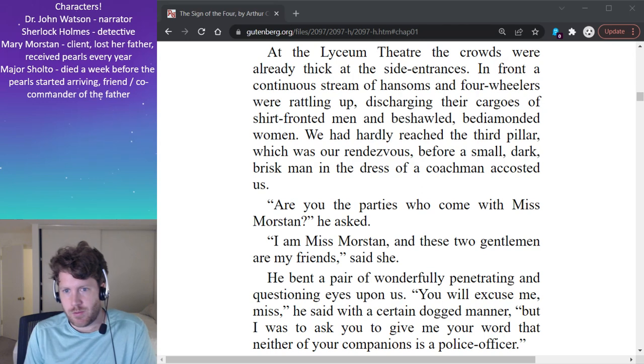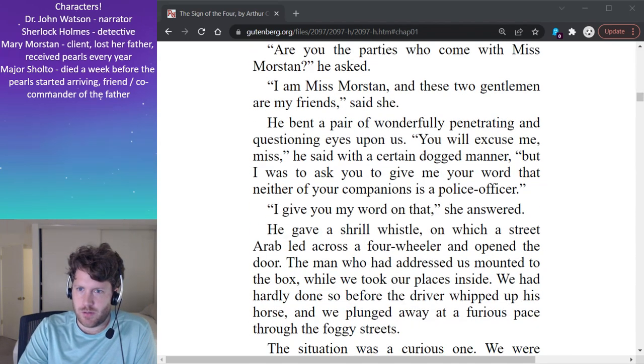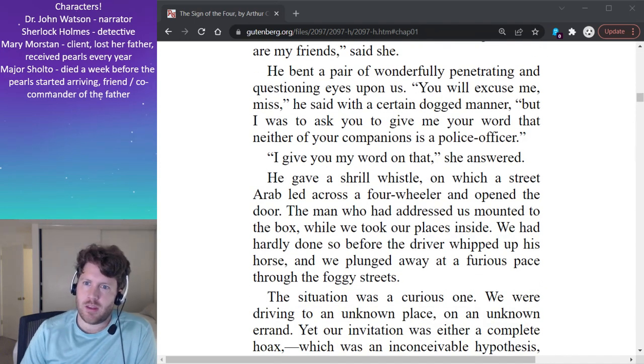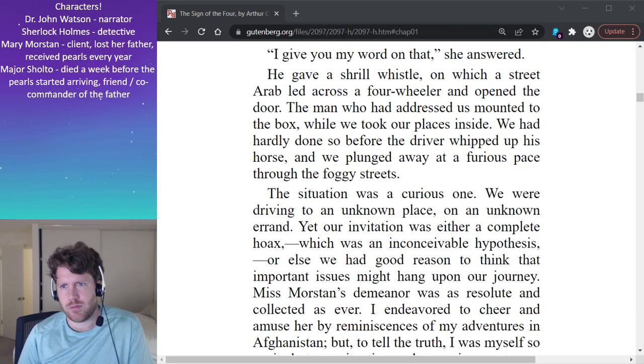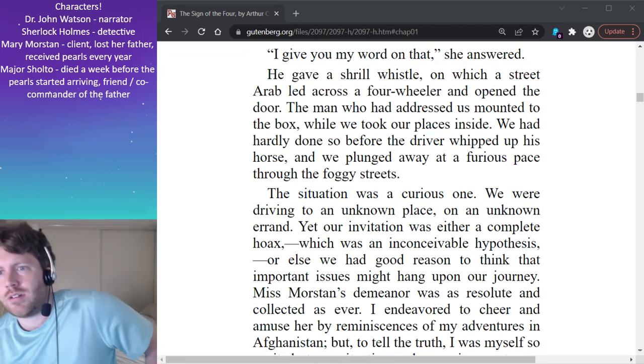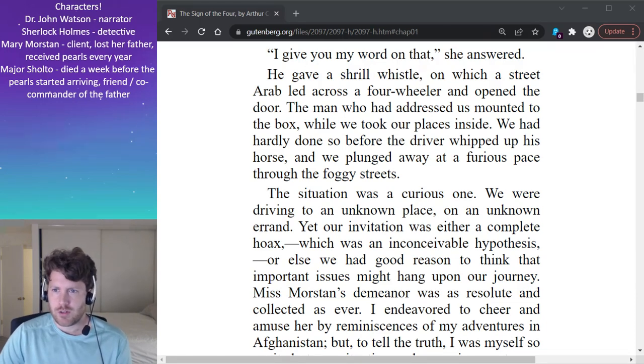"Are you the parties who come with Miss Mortson?" he asked. "I am Miss Mortson, and these two gentlemen are my friends," said she. He bent a pair of wonderfully penetrating and questioning eyes upon us. "You excuse me, miss," he said with a certain dogged manner, "but I was to ask you to give me your word that neither of your companions is a police officer." "I give you my word on that," she answered. He gave a shrill whistle, on which a street Arab led across a four-wheeler and opened the door. The man who had addressed us mounted to the box while we took our places inside.